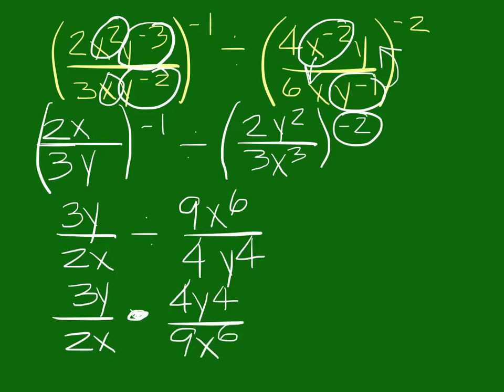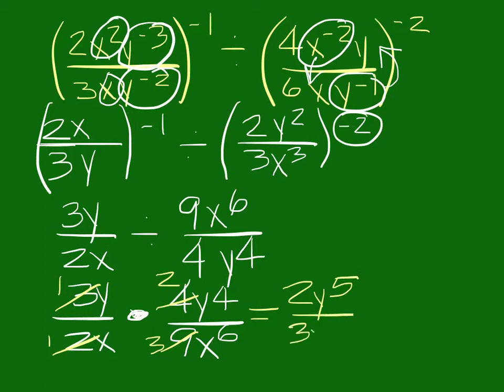Cancel wherever you can. 3 into itself once, into 9 3 times. 2 into itself once, into 4 twice. And then go straight across to get 2y to the fifth over 3x to the seventh. And it doesn't look like anything else can be simplified.